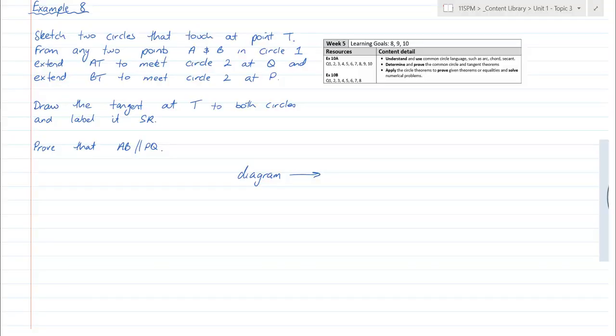Sketch two circles that touch at point T. From any 2 points A and B in circle 1, extend AT to meet circle 2 at Q and BT to meet circle 2 at P. Draw the tangent at T to both circles and label it SR. Prove that AB is parallel to PQ.